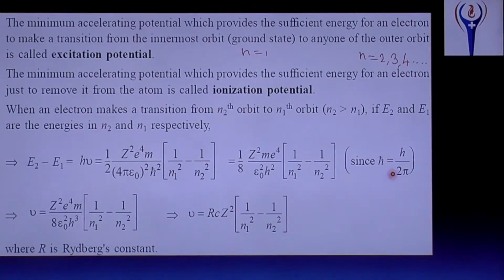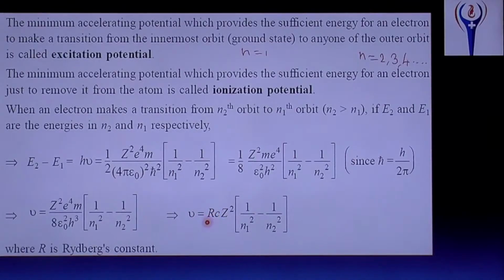And h cross equal to h by 2 pi. All these things are constant, keep them as R. R equal to e power 4 m by 8 epsilon naught square h cube, that is called Rydberg constant. If you substitute, then frequency nu equal to Rc into Z square into 1 by n1 square minus 1 by n2 square. Simplified formula. And mostly wavelength will be used.